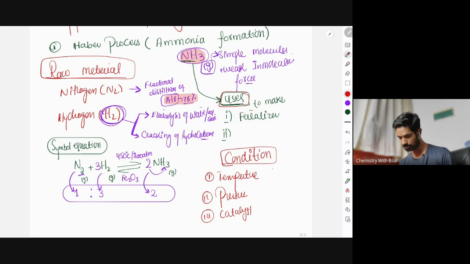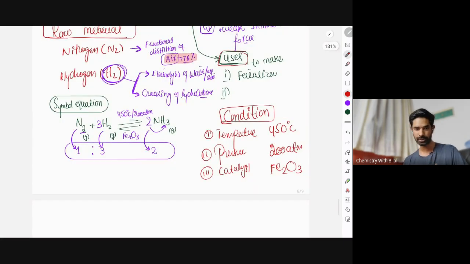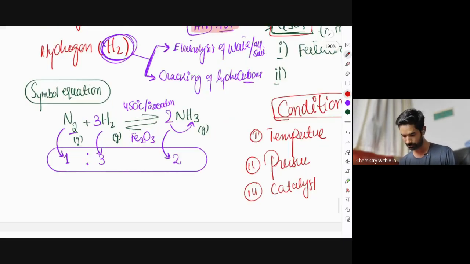So temperature is 450 degrees, pressure is 200 atm, and catalyst is iron 3 oxide. It's not simple iron oxide, iron 3 oxide. So the formula is Fe2O3, right? The catalyst cannot alter the position. It is just to speed up the reaction both forward and backward. In the presence of catalyst, you can have equilibrium more quickly as compared to in the absence of catalyst. So that's the overall symbol equation.